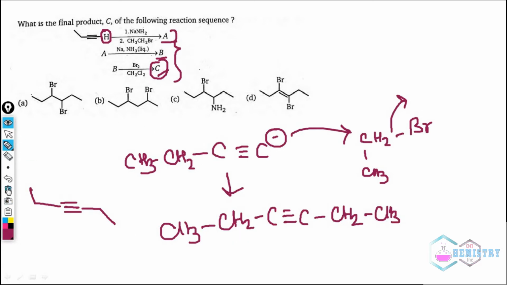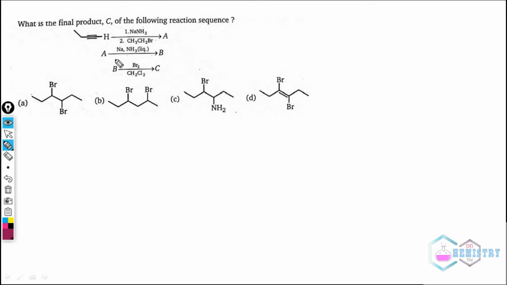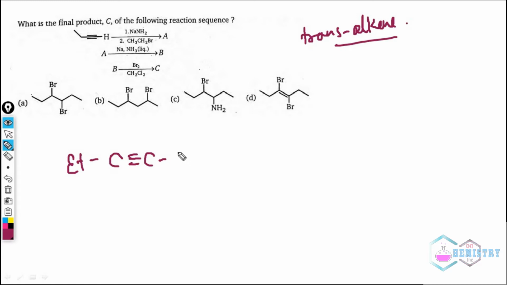Now this compound will react with sodium in liquid ammonia. We have already mentioned that sodium in liquid ammonia will give a trans alkene. So a compound like this, Et–C≡C–Et, on reduction with sodium in liquid ammonia will give a trans alkene like that.